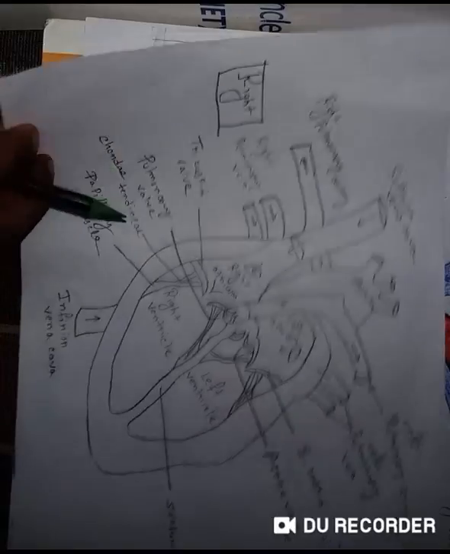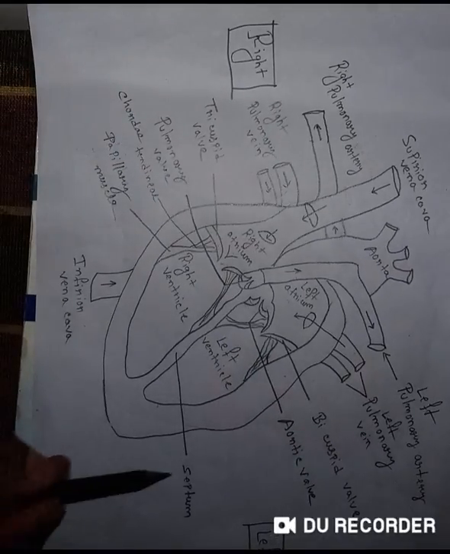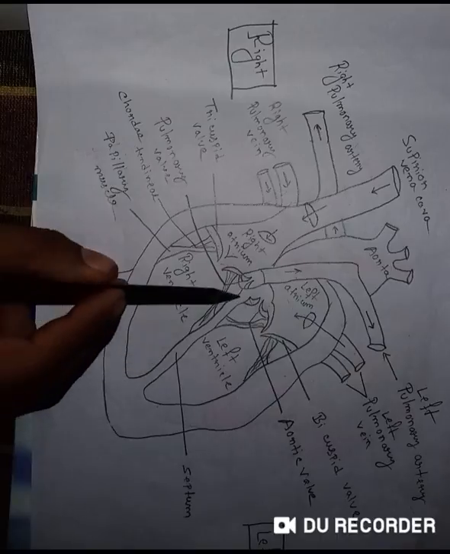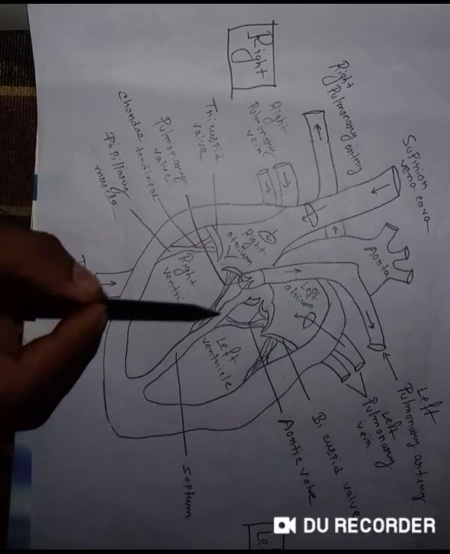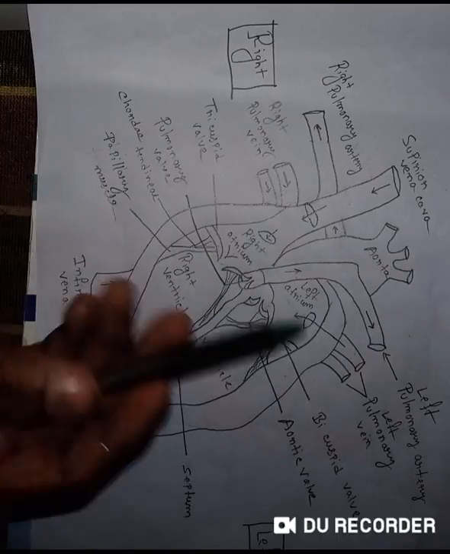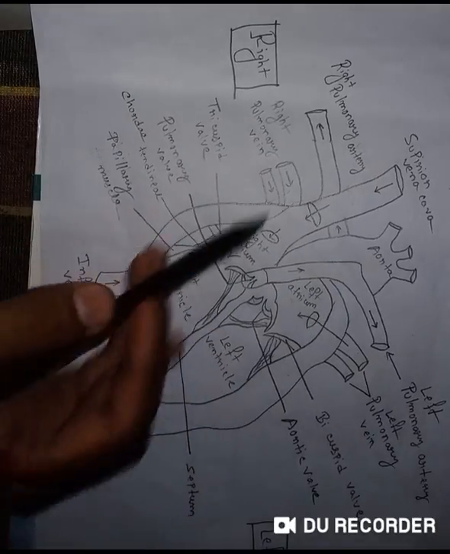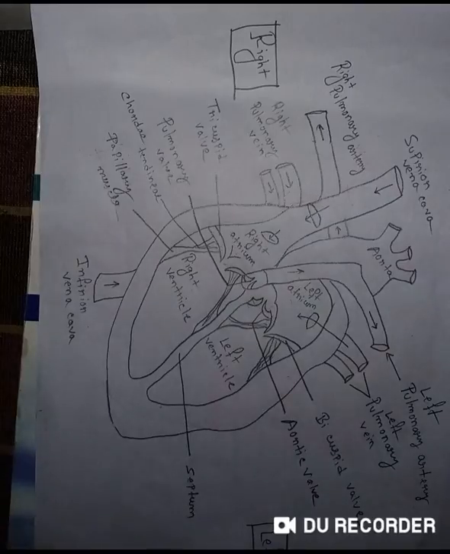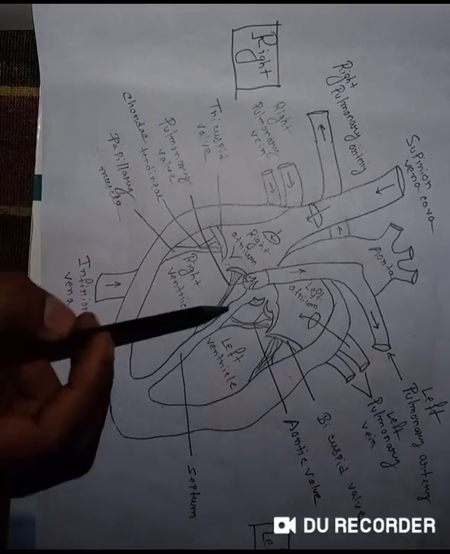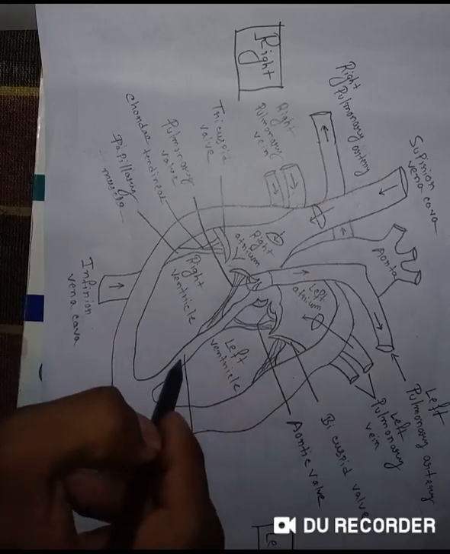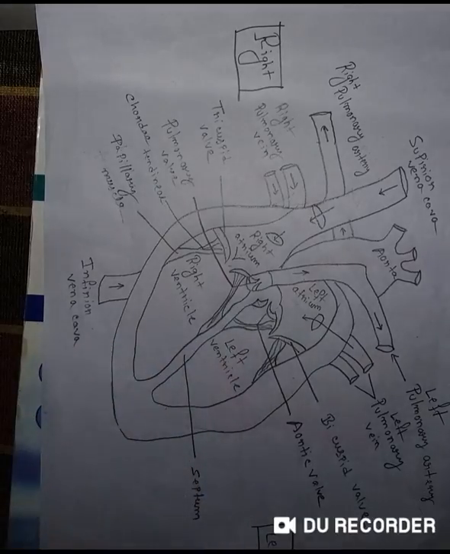Next, what is left is your septum. You can see the septum here. This septum is a set of muscle. It separates the entire left part of the heart from the right part. This is the left part and this is the right part. Both the right atrium and right ventricle are separated from the left atrium and left ventricle through this septum. This is the muscle. So this is the overall function of the heart.